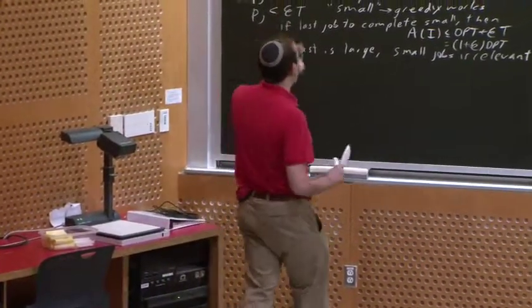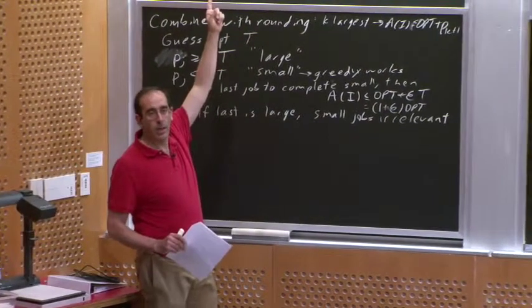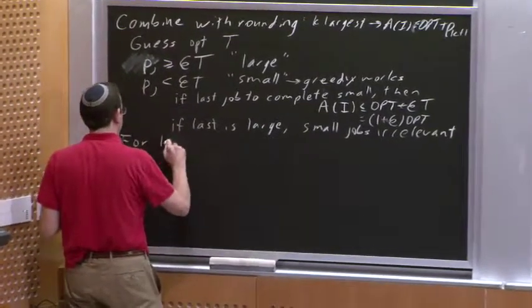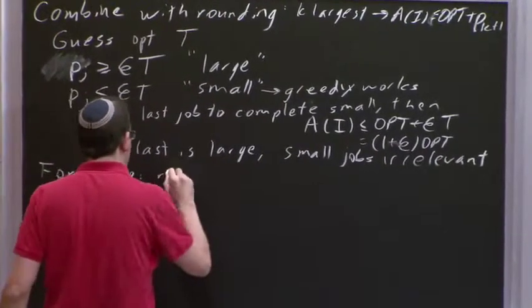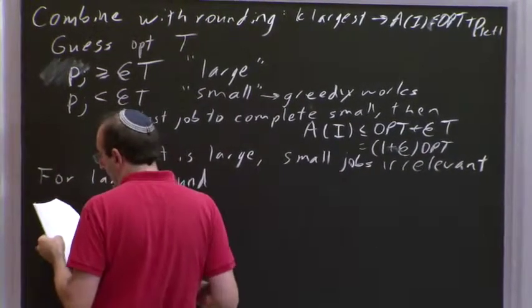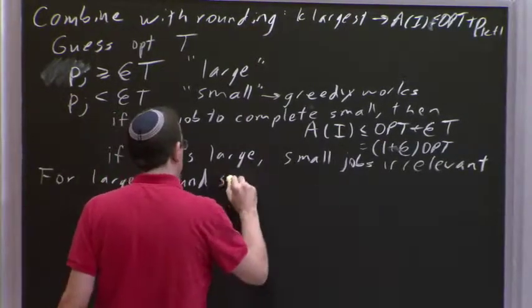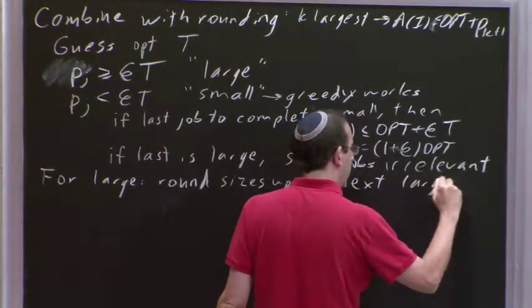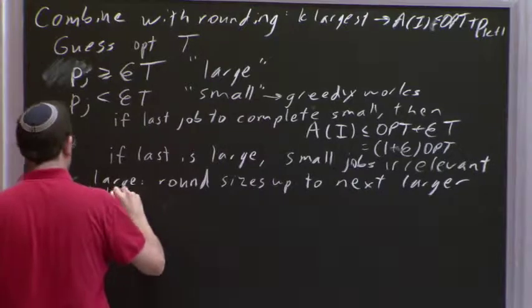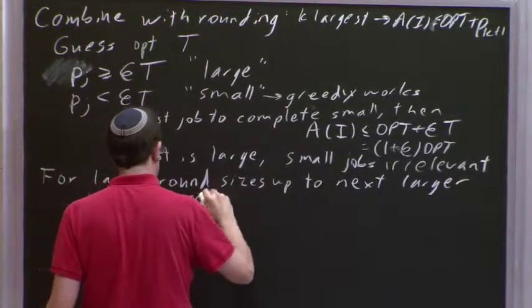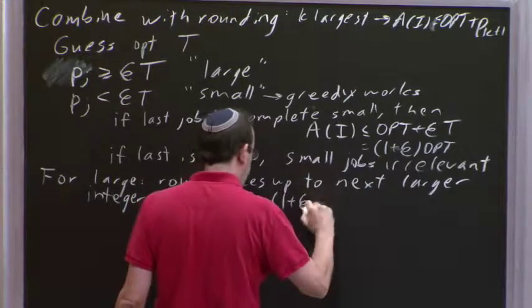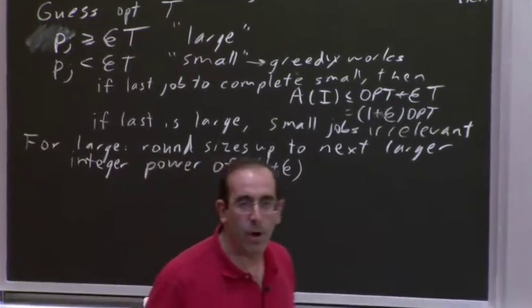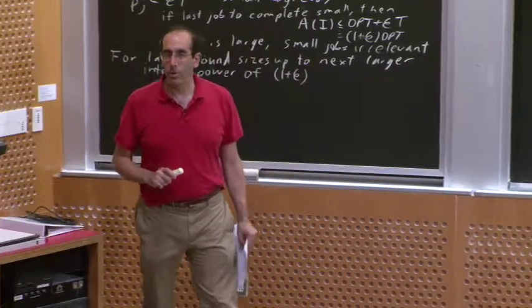Okay. So here's where I'm going to reduce to this small number of job types case. What I'm going to do is, for the large jobs, I'm going to round their sizes up to the next larger integer power of 1 plus epsilon. Okay, so we're doing this sort of geometric rounding, which we saw before, right?